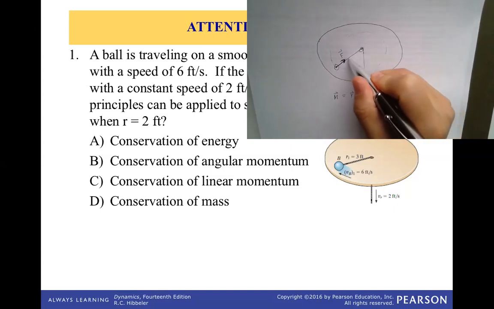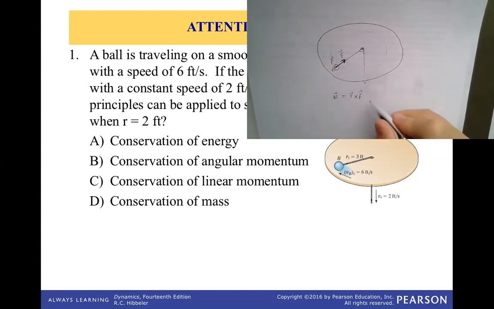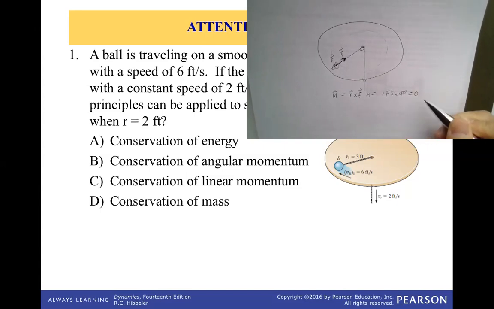So R is going to be in this direction. That's R, this is F. They are making an angle of 180 degrees. So if you look at the magnitude of this moment of force, it's going to be R times F times sine of 180 degrees. Okay, so that goes to 0. When the moment of force goes to 0 on the object, then your angular momentum is conserved. So that's the reason here. The correct answer will be B. Most of you got this one right. Okay, that's nice.